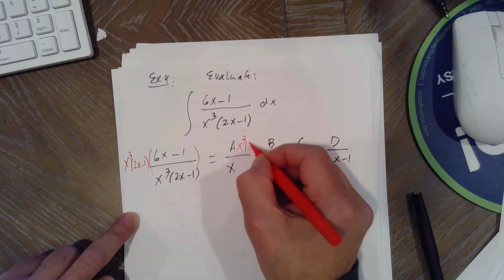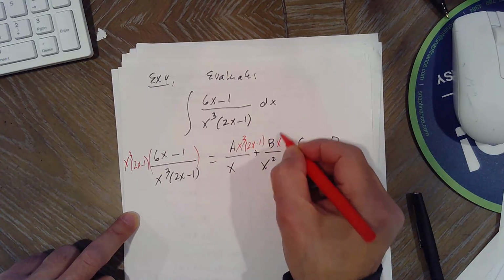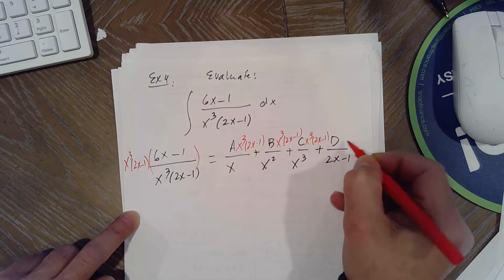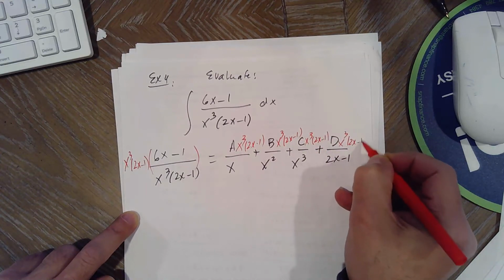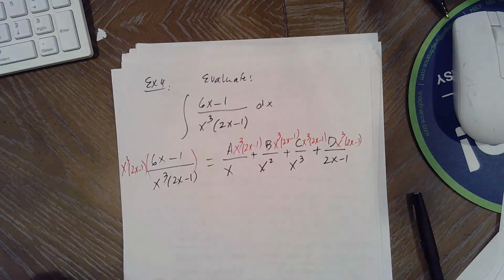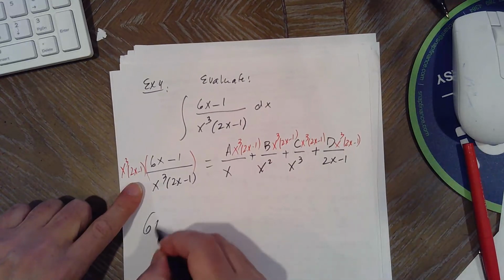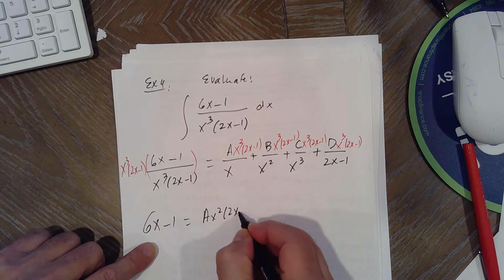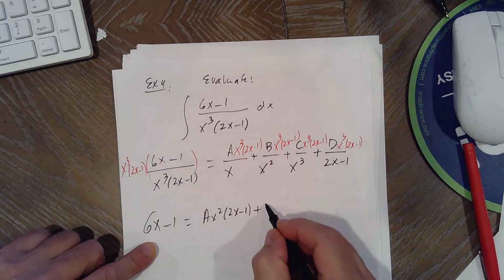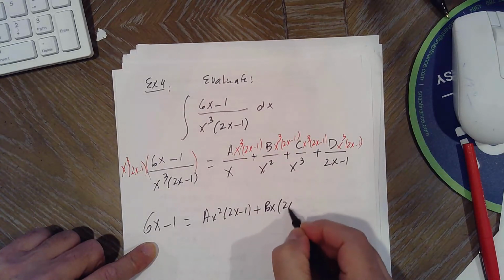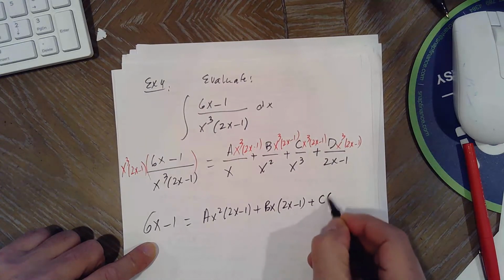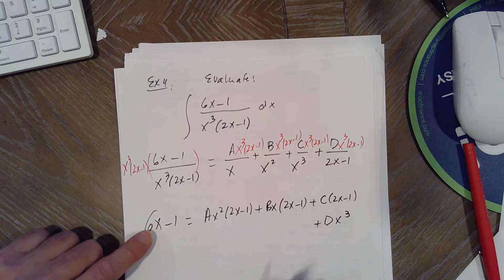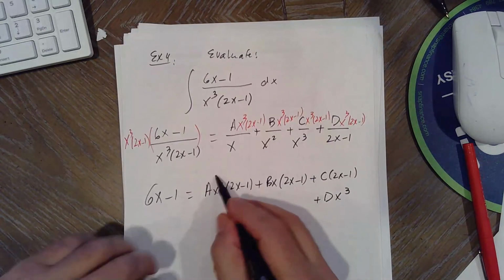X cubed times 2x minus 1 for each one of these. That's going to cancel out all the denominators, leaving 6x minus 1. This would be ax squared times 2x minus 1. This one would be bx times 2x minus 1, c times 2x minus 1, and then dx cubed. So we have a lot of terms to collect.